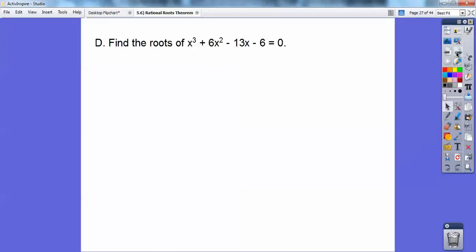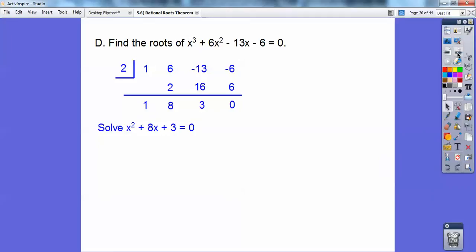Okay, let's try this one. Here, there's no picture, so let's go ahead and try 1. Okay, actually, I'm saving time. 1 doesn't work, -1 doesn't work, but 2 works on this, and I'm just saving time on the video. All right, so that's a root right there, and then I'm going to solve x squared plus 8x plus 3 equals 0.